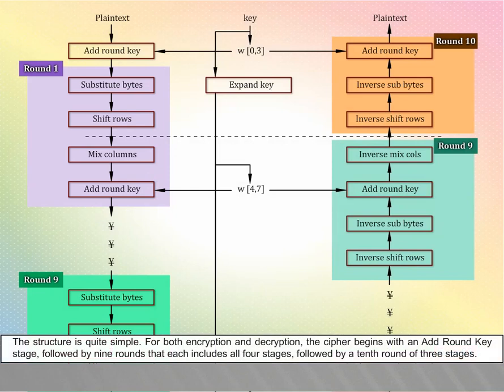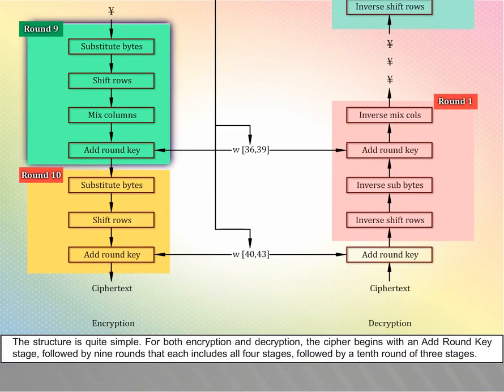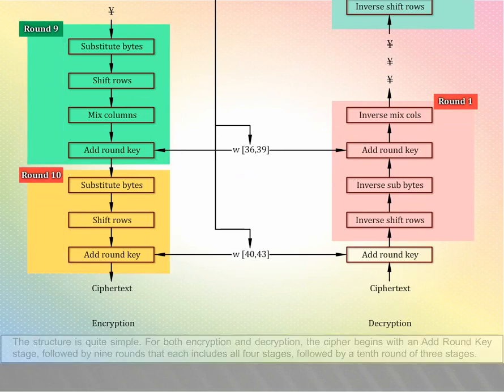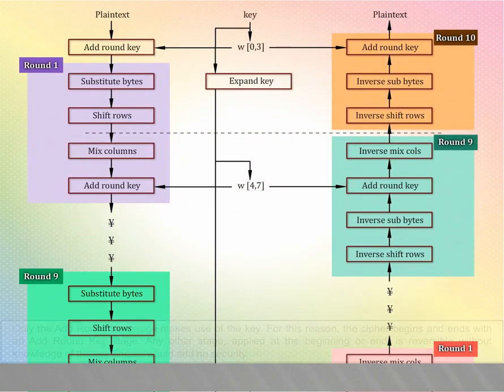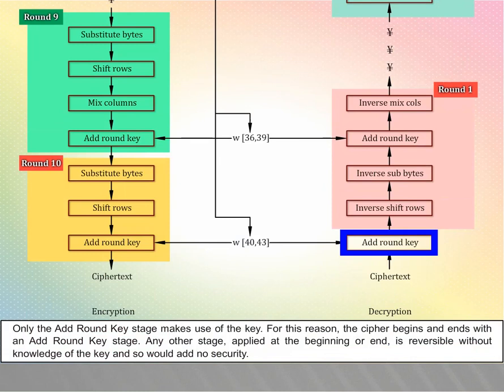The structure is quite simple. For both encryption and decryption, the cipher begins with an add round key stage followed by 9 rounds that each include all 4 stages, followed by a 10th round of 3 stages. Only the add round key stage makes use of the key. For this reason, the cipher begins and ends with an add round key stage. Any other stage applied at the beginning or end is reversible without knowledge of the key and so would add no security.